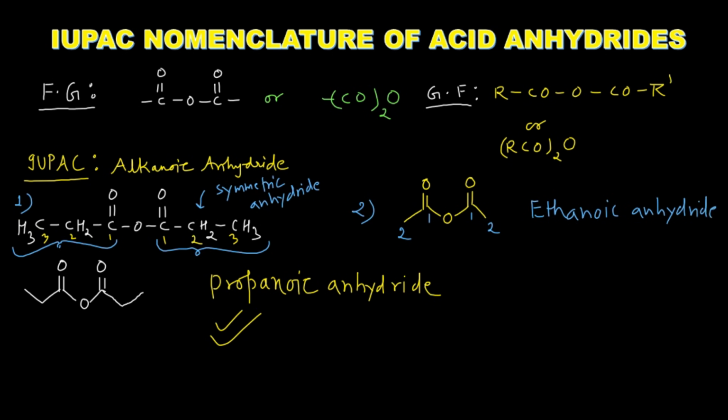It is quite simple. The only thing is that you should be able to identify the functional group, and then you should be able to recall that this is an anhydride, so the IUPAC nomenclature would be alkanoic anhydride. When you remember these things, it will be quite easy for you to solve the problems.